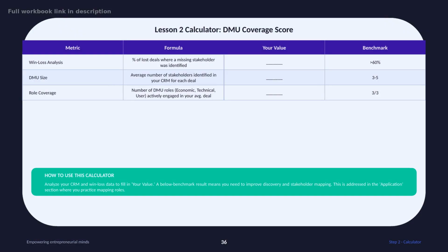This one measures how well you're actually covering the DMU in practice, not just on paper. For win-loss analysis, look at your lost deals and calculate what percentage had a missing stakeholder you can now identify. For DMU size, check your CRM for the average number of stakeholders logged per deal. And for role coverage, count how many of the 3 key roles, economic, technical, user, you're actively engaging in a typical deal. A below benchmark number here isn't a personal failing. It's a discovery gap, and it's exactly what you'll start closing in the application section.